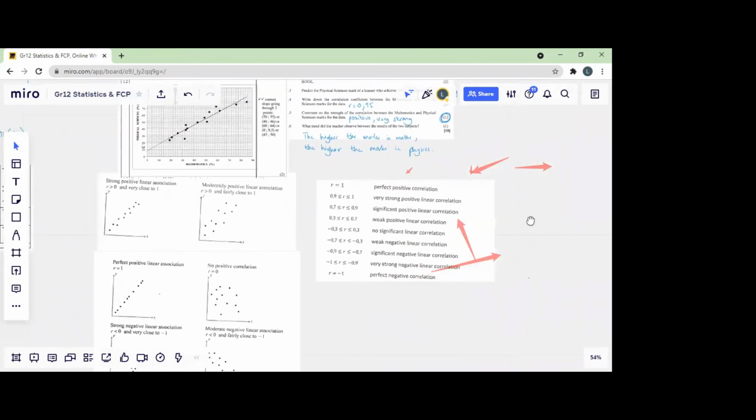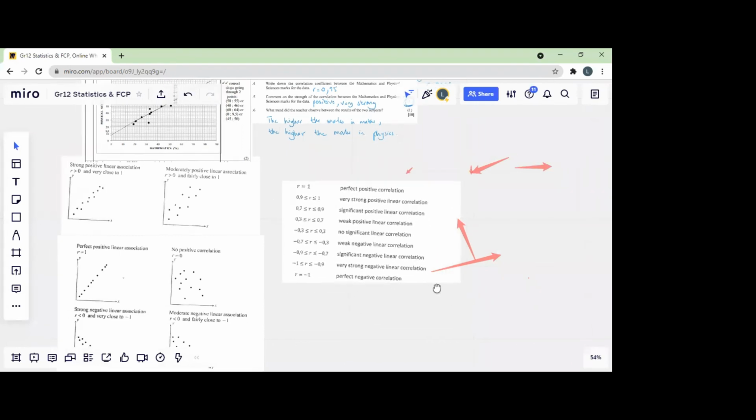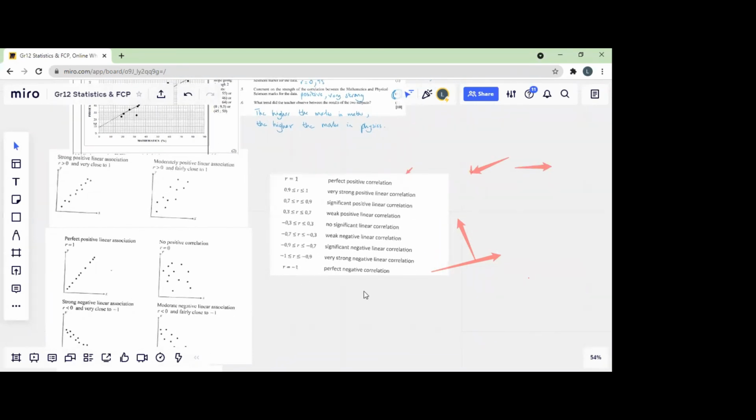No, you sure? All right, so Matrix, make sure that you learn what's in the middle of the screen at the moment. Make sure that you learn what values correspond with what correlation. If you work out that R is equal to 1, which it probably won't ever be, then it would be a perfect positive correlation. Anywhere between 0.9 and 1 would be a very strong positive. But you have to say very strong. If you just said strong, they might not give you the marks.